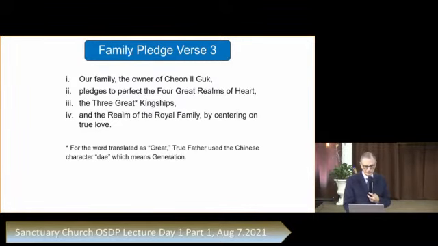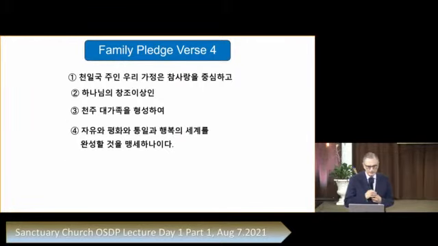Okay, so this is the English translation. And then number 4, again, first line is the same. 천유국 주인 우리 가정은. So 천유국, owner, our family, true love, centering on. So what we're going to do now. 하나님의 창조 이상인. So here, God's original ideal of creation. God's original ideal of creation.